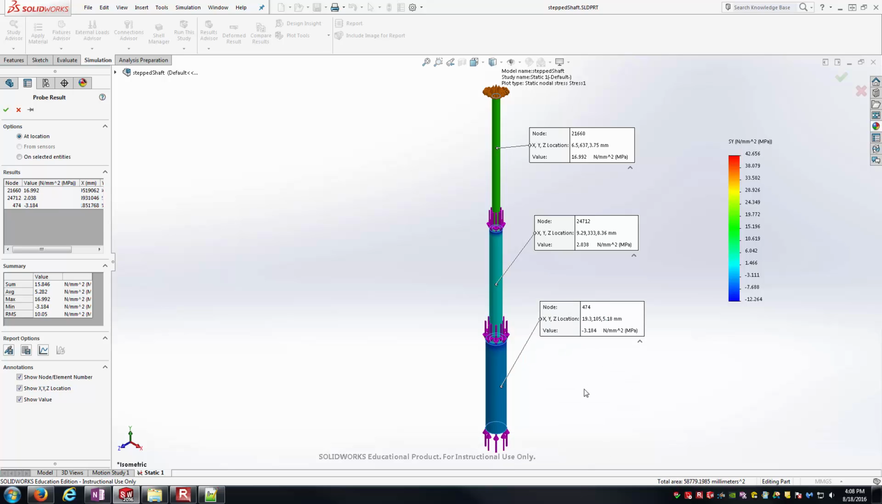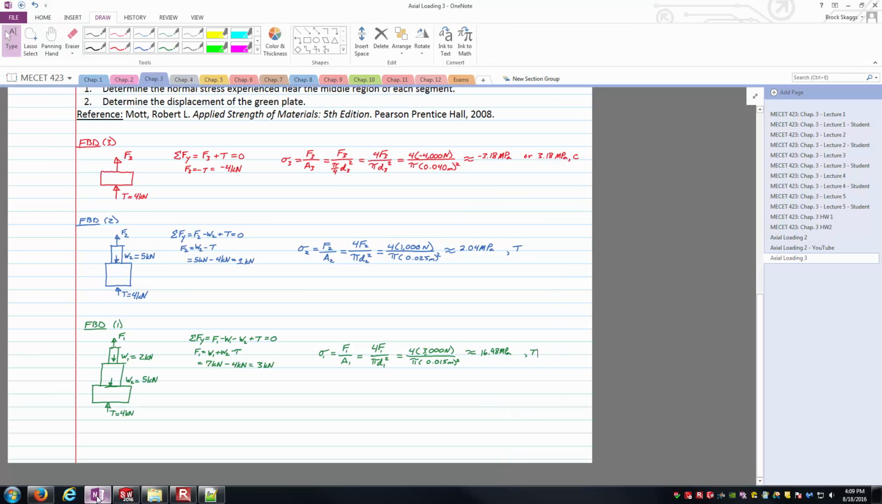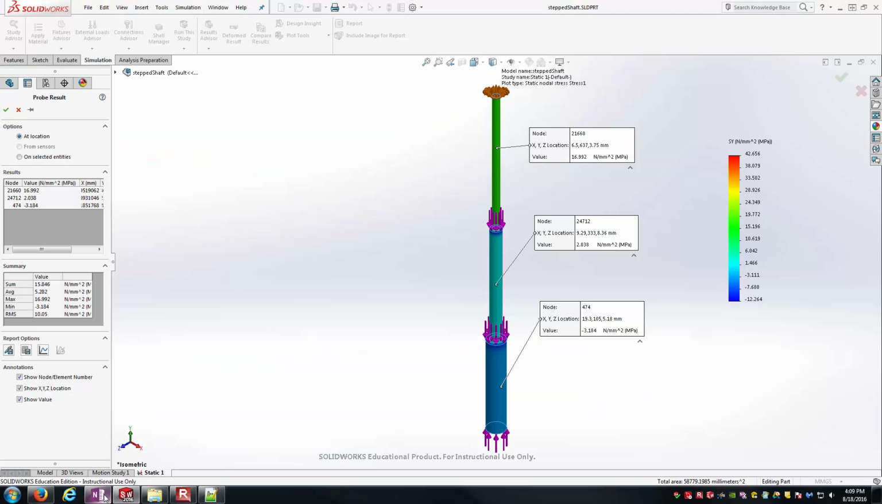And so using the probe tool there, you can see the values here. One thing you can see is the first top two are positive and the third one is negative, showing that the top two are in tension, the third one is in compression, which if I toggle back over to OneNote, we said here's the top two are both in tension, the bottom one's in compression, and then you can also check the values here. For instance, section 1 here, 16.98 megapascals in tension. That's right here, 16.992 megapascals in tension, so very close.